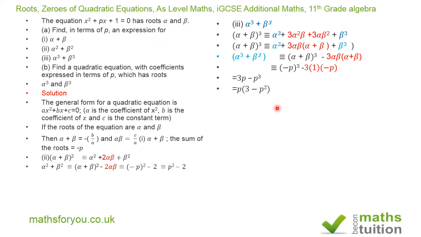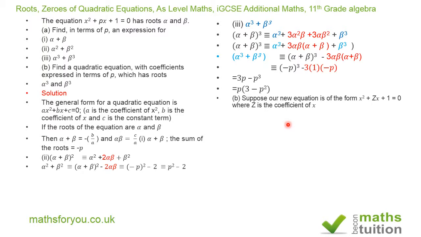And if you wish, there's no reason why you should, but you can factorize this, but it doesn't really matter. Okay, so that's section 3 of part A. Now for part B, we want to find an equation that has alpha cubed as a root and also beta cubed as a root.